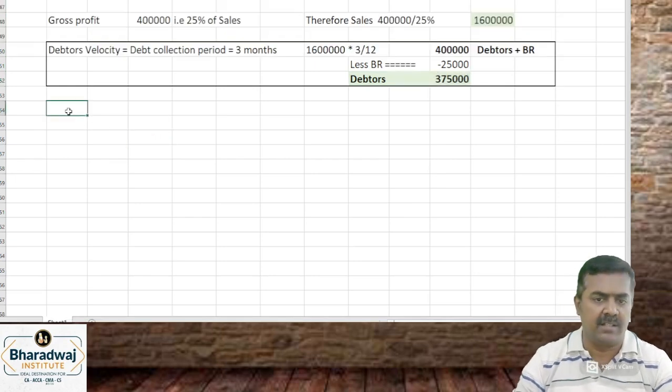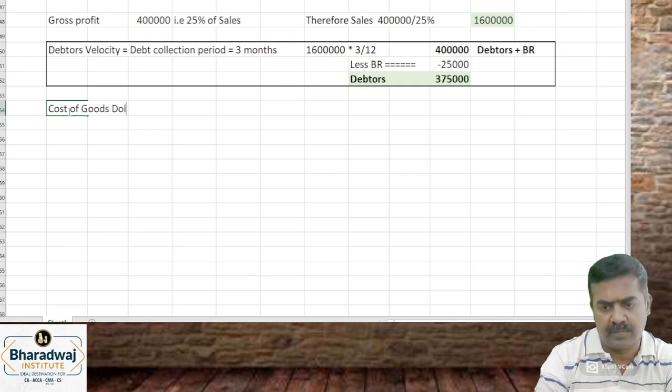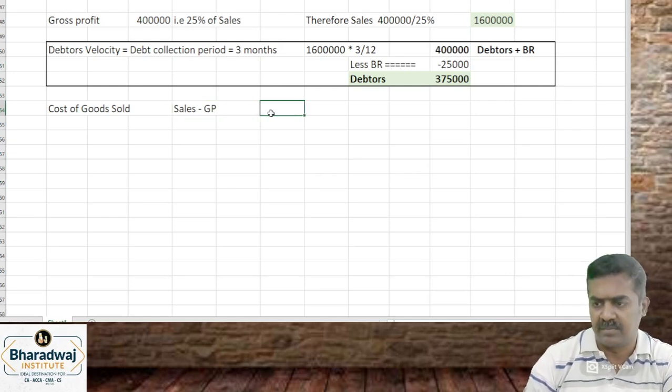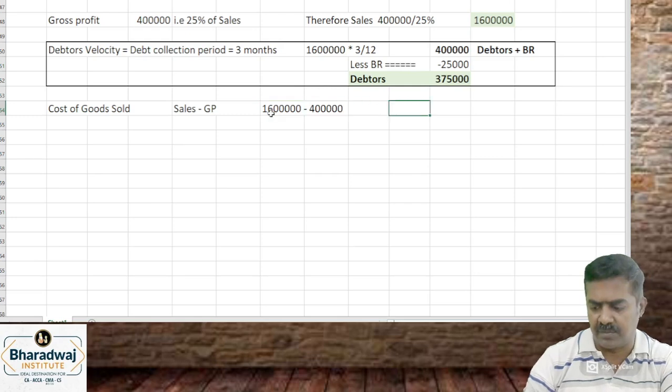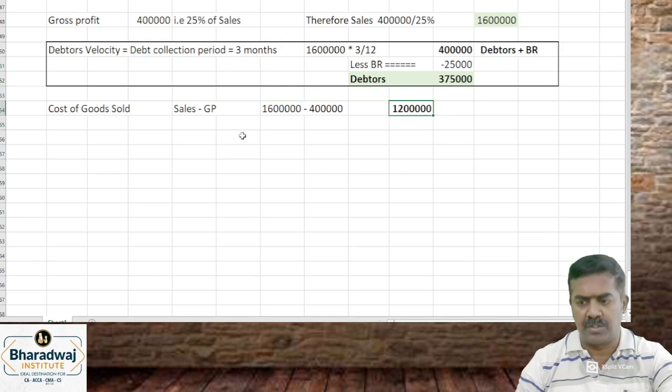Closing stock கேட்டிருக்காங்க. What is the formula for cost of goods sold? Or another approach: sales minus gross profit. Sales எவ்வளோ? 16 lakhs minus what is the gross profit? 4 lakhs. Cost of goods sold is 12 lakhs.